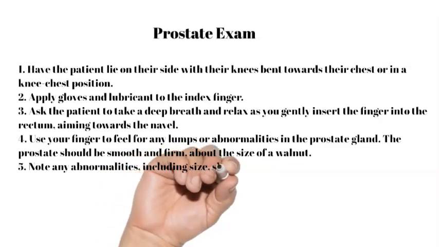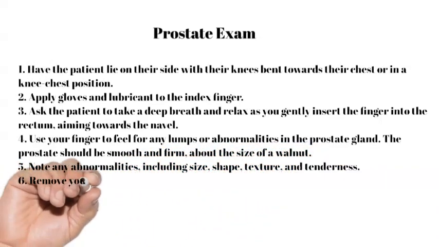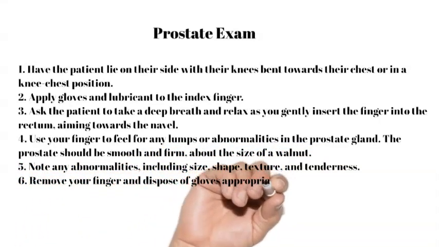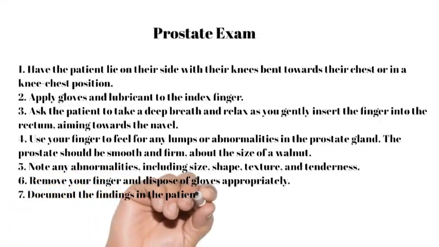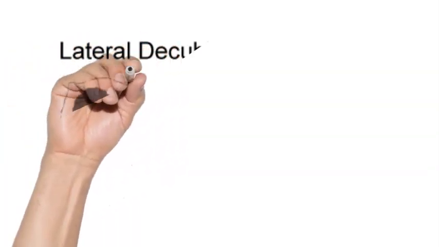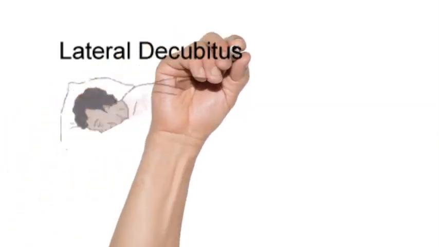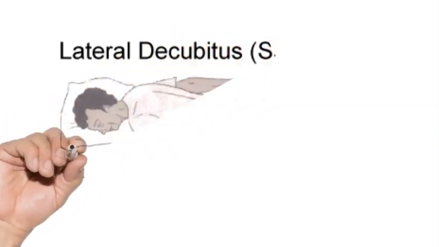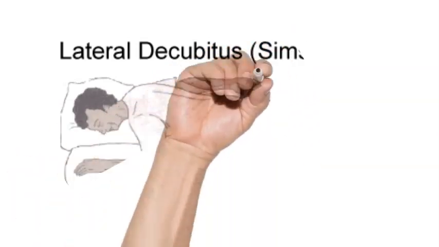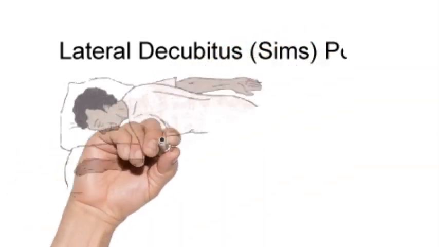1. Have the patient lie on their side with their knees bent towards their chest or in a knee chest position. 2. Apply gloves and lubricant to the index finger. 3. Ask the patient to take a deep breath and relax as you gently insert the finger into the rectum, aiming towards the navel. 4. Use your finger to feel for any lumps or abnormalities in the prostate gland. The prostate should be smooth and firm, about the size of a walnut.